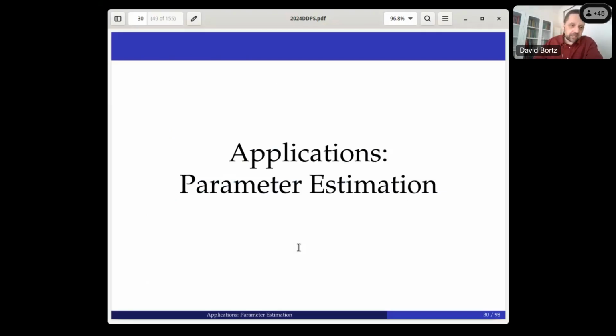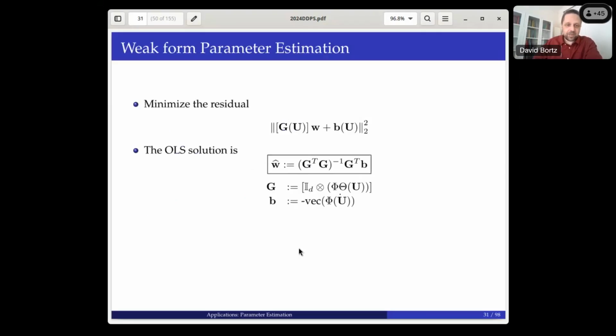Another application, as I showed a little bit of in the beginning, is parameter estimation. And why is this different? Well, here's the thing.